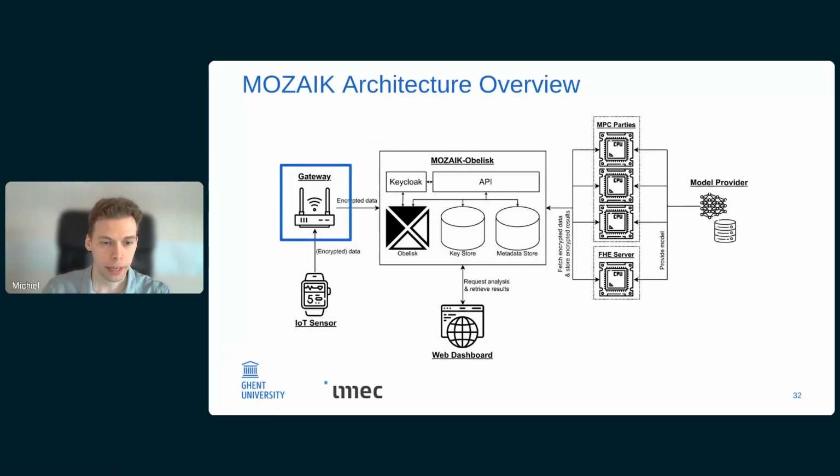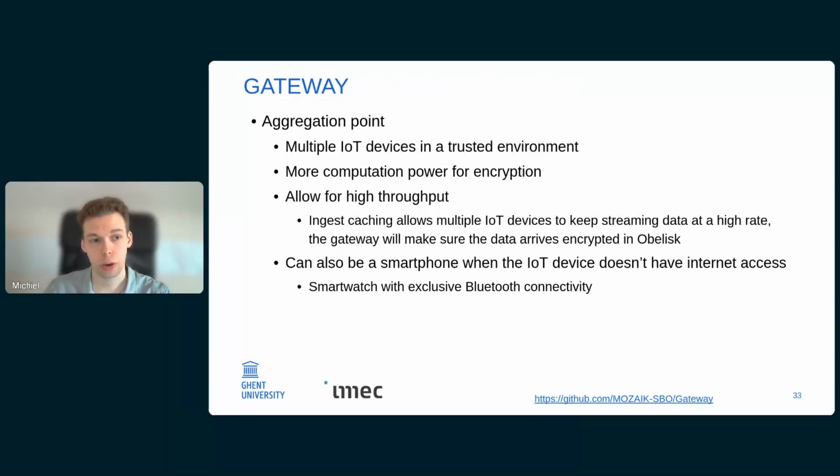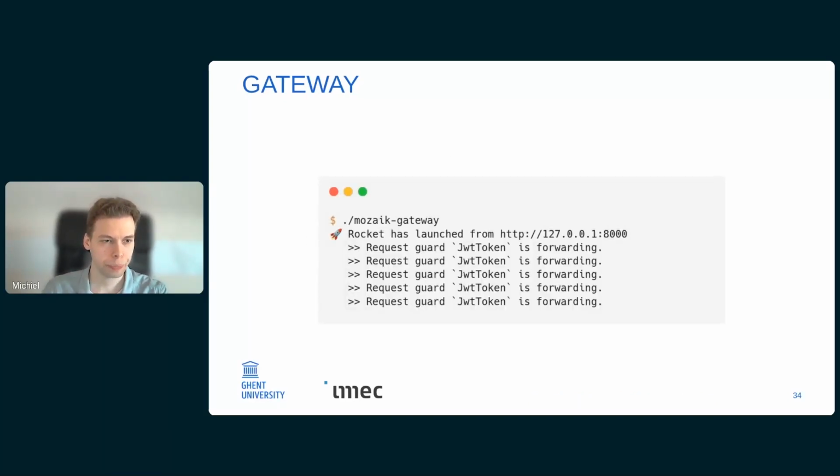This is just an example of how this would look when we run the IoT sensor simulator, not really that important. Then the gateway, this is an aggregation point. Let's assume you have a smart home, and we assume that the smart home is a safe environment, even though that's not always the case. Then we have maybe one gateway that all the IoT sensors connect to, and the gateway will do all the encryption of the data, and it will also perform some caching if necessary. For example, it can also be a smartphone, if your smartwatch or sensor doesn't have internet access, so it can work, for example, with Bluetooth. This is just an example of the gateway running.